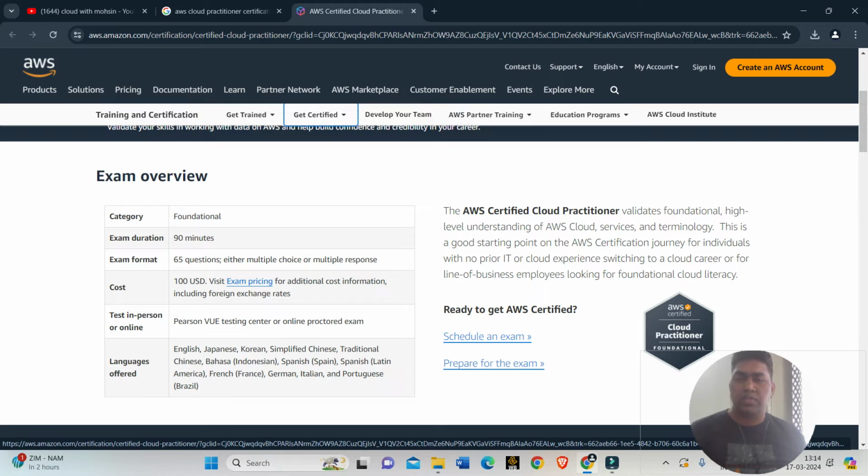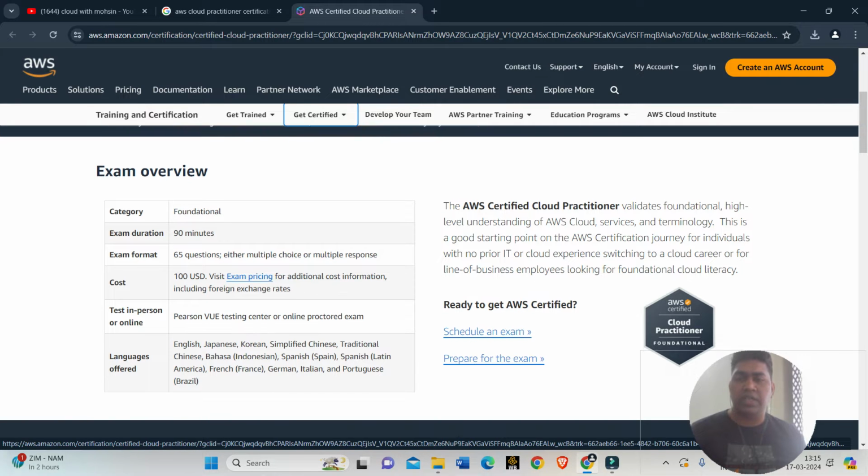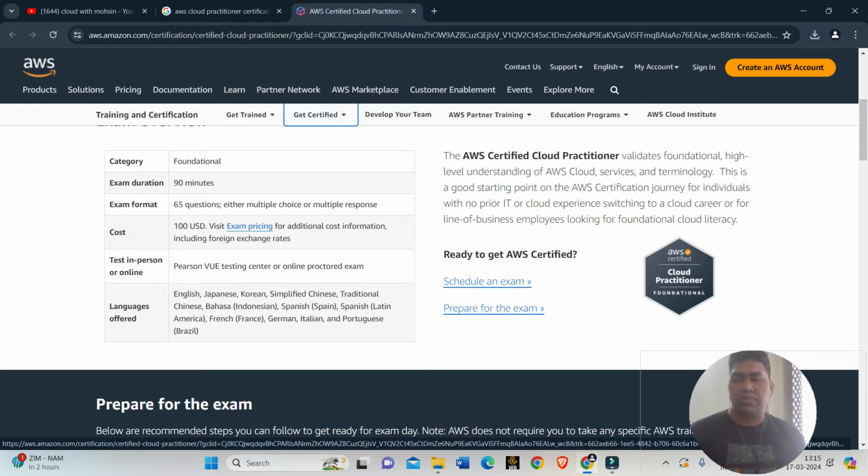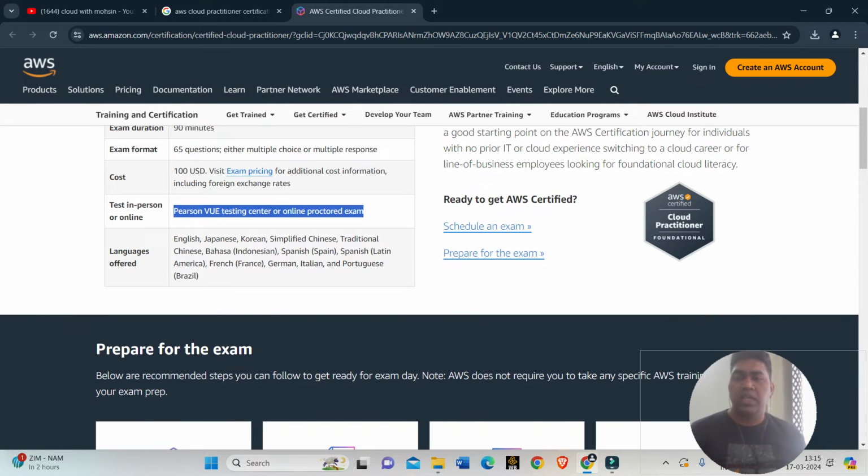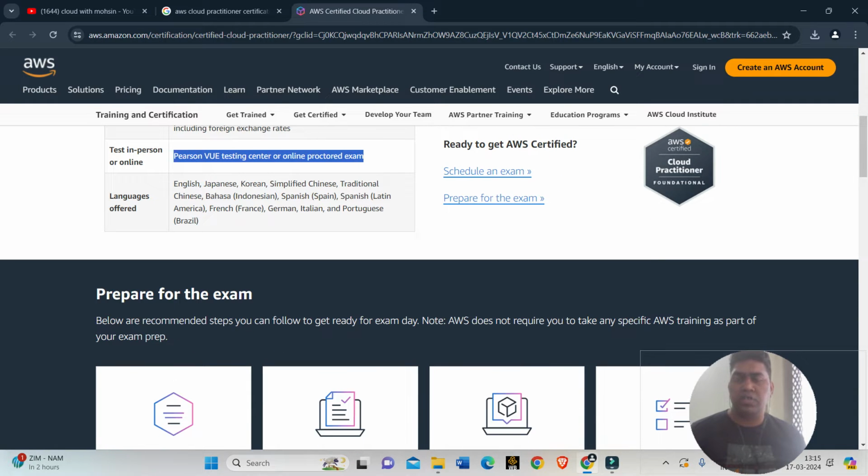Okay, the cost of this exam is $100. GST and other taxes will be associated with that, and we can visit the exam pricing link down here, from where you can take this exam. We can take it in person or online. So we can visit a Pearson VUE testing center or take an online proctored exam. In terms of languages offered, there are lots of languages it supports. As you can see, it's English, Japanese, Korean, Simplified Chinese, and lots of other languages in which we can give this exam.